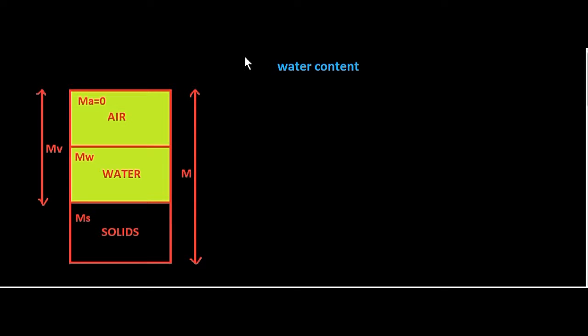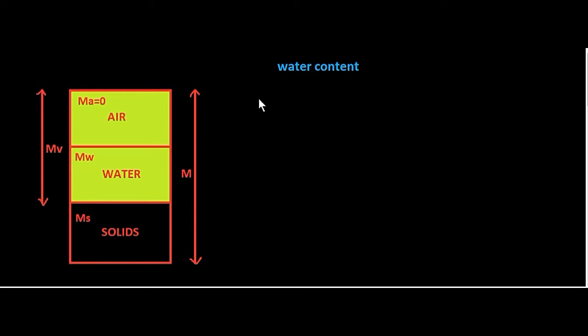So now moving on to the next term, water content. But before that, I've shown the three-phase system here. For clear observation, I've indicated with different colors, and this green color may be taken as the voids and the rest is solids. Other observations are pretty self-explanatory.